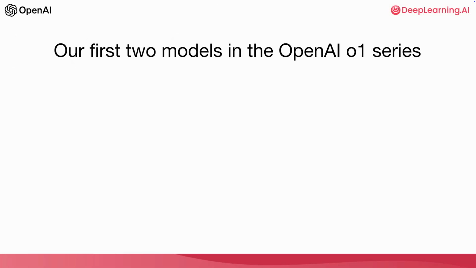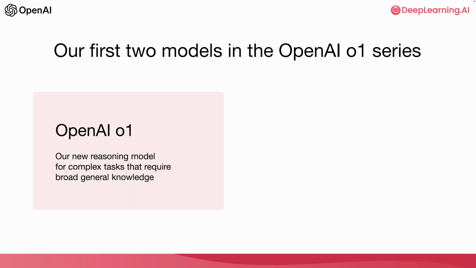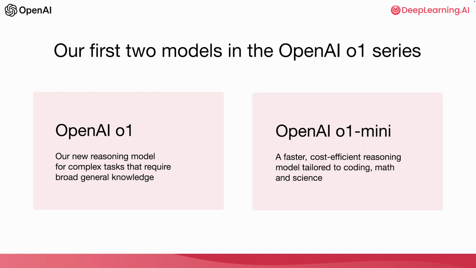We've released our first two models in the OpenAI O1 series. The first is O1, our mainline reasoning model for complex tasks that require broad general knowledge, which includes function calling and image input. We also have a faster, more cost-efficient version called O1 Mini, which is tailored for coding, math, and science, and designed for those more cost or latency-sensitive use cases.